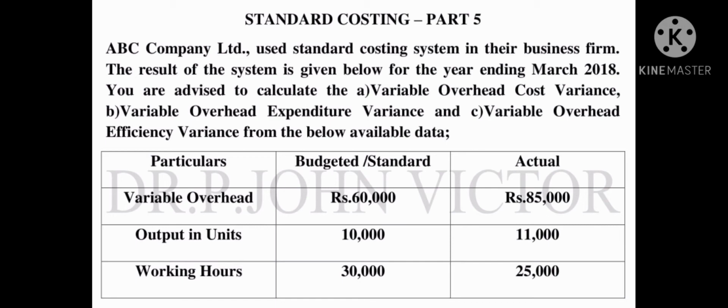ABC Company Limited used a standard costing system in their business firm. The result of the system is given below for the year ending March 2018. You are advised to calculate the variable overhead cost variance, variable overhead expenditure variance, and variable overhead efficiency variance from the below available data. Let me say that in Tamil.